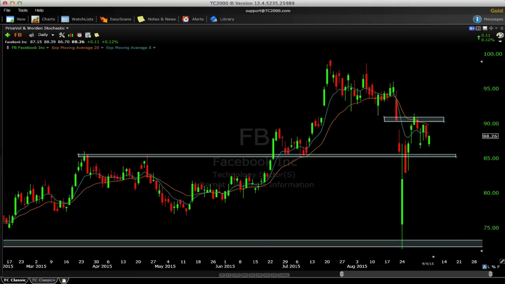Facebook is a little bit tighter here. I think it's got to get back above this $91, get above these fast moving averages. That could start to look more constructive. Otherwise, it's still just sort of messy there as well.